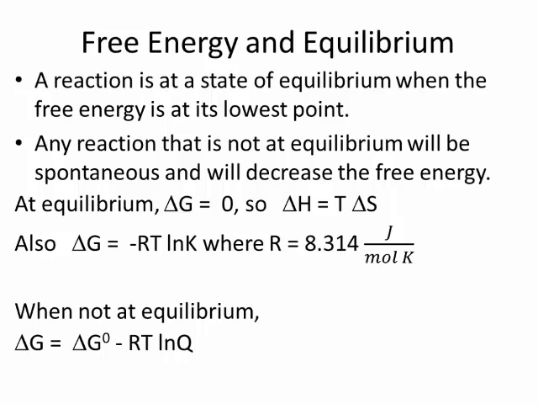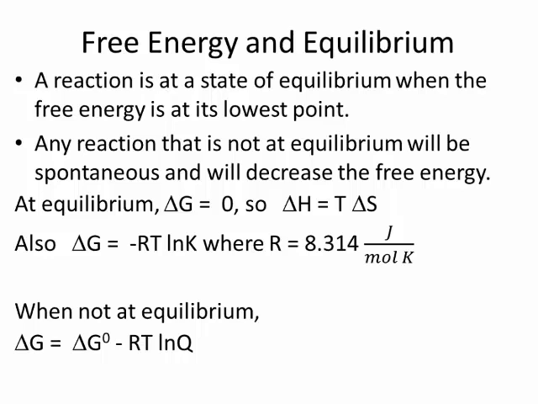The equation that relates delta G to your equilibrium constant is delta G equals minus RT natural log of K, where R is the gas constant, which is 8.314 joules per mole Kelvin. It's kilopascal liters, which is joules. And then your K will be your K from the equilibrium expression.